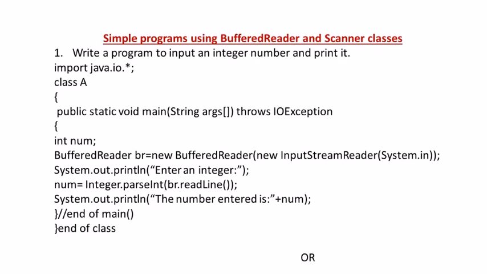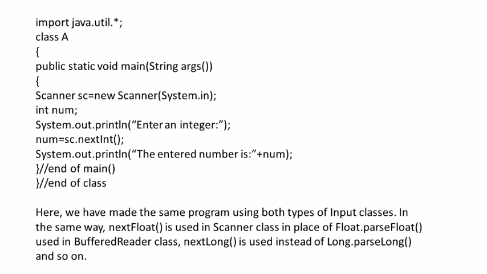The same program can be written by using the Scanner class. Here we are writing throws IOException in public static void main. When we use the Scanner class, we will not be writing throws IOException. We will be changing the java.io package to the java.util package. And instead of creating an object of BufferedReader, we will be creating an object of the Scanner class. Instead of using br.readLine and converting it into integer using Integer.parseInt, we will be using the Scanner class object, sc.nextInt. Look at this program. This is the same program, but we have used the Scanner class here.